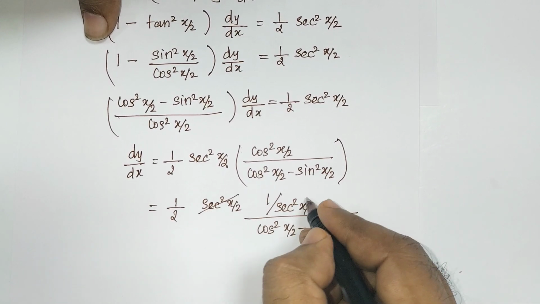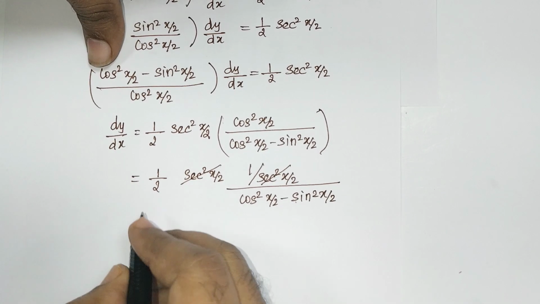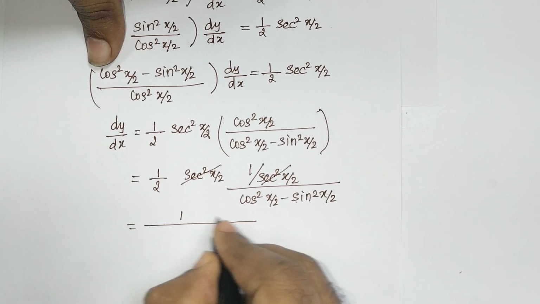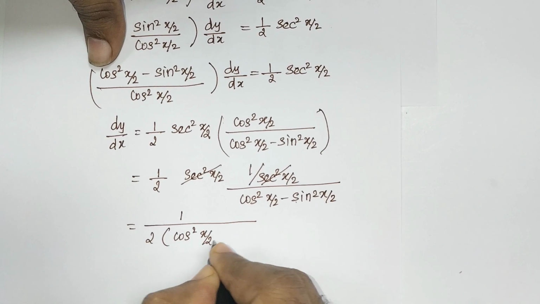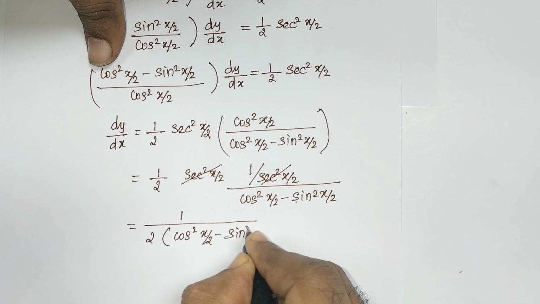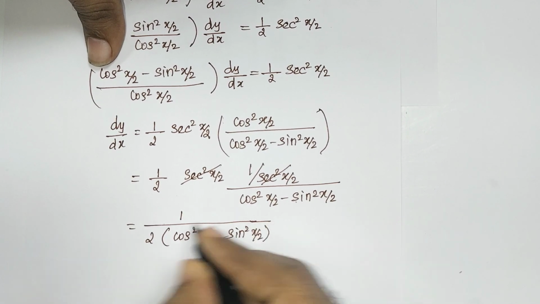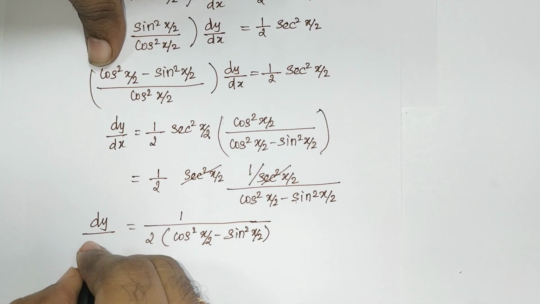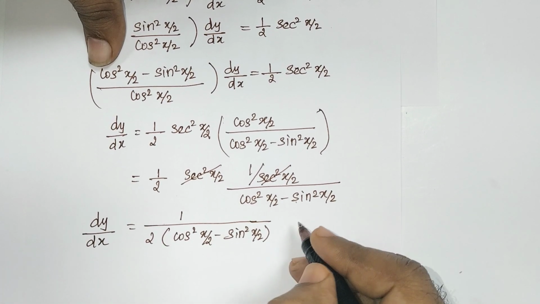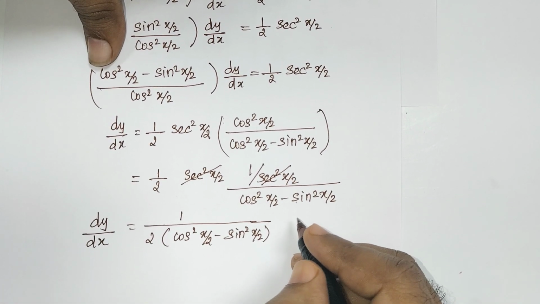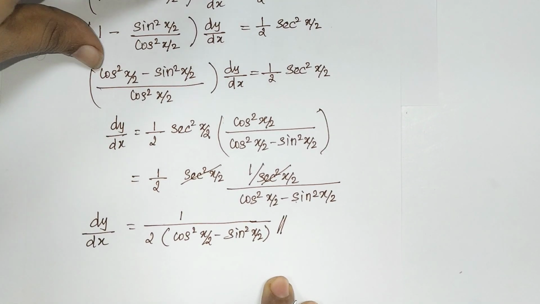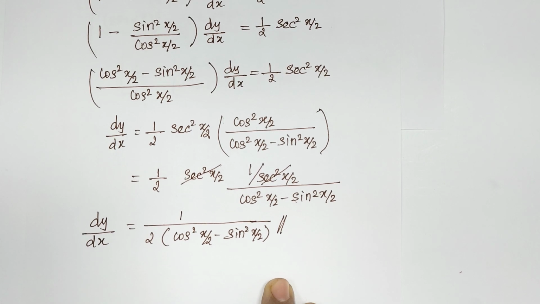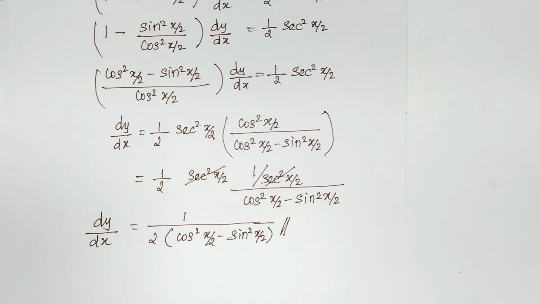So we can cancel this secant square x by 2. So you will get the answer 1 divided by 2 of cos square x by 2 minus sin square x by 2. So this is your final answer, dy by dx equal to 1 divided by 2 of cos square x by 2 minus sin square x by 2. So at the end of this video we completed derivatives. You can practice more problems in this section.